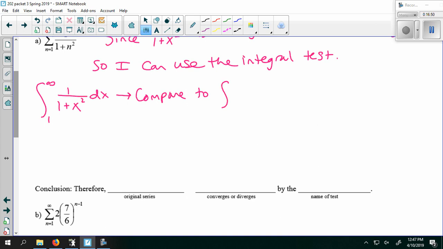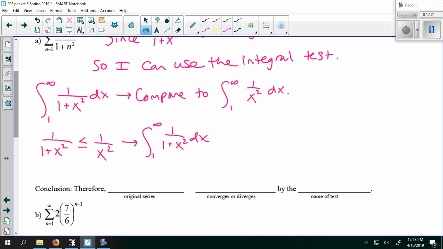I'm going to compare to the integral from 1 to infinity of 1 over x squared dx, which I know converges. Okay, so 1 over 1 plus x squared compared to 1 over x squared. Larger denominator makes for a smaller fraction. So that means that all of the y values for 1 over 1 plus x squared are smaller than those for 1 over x squared, which means that the integral from 1 to infinity of 1 over 1 plus x squared dx is smaller than the integral from 1 to infinity of 1 over x squared dx.